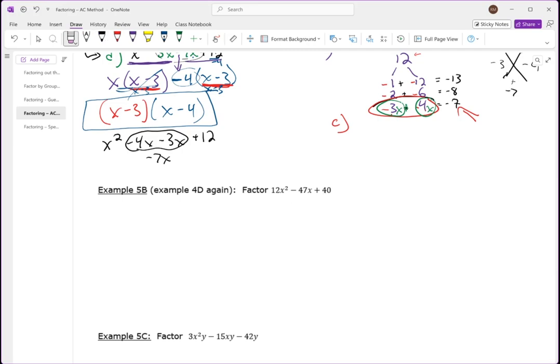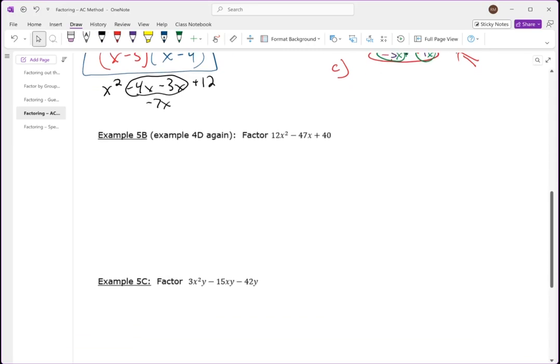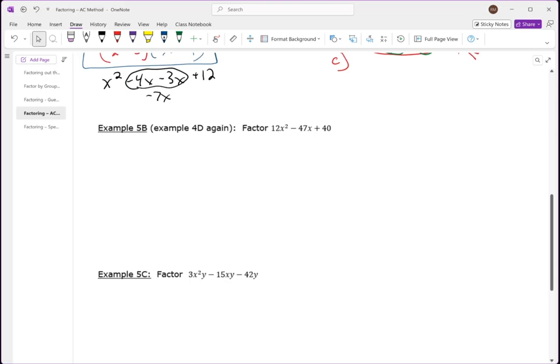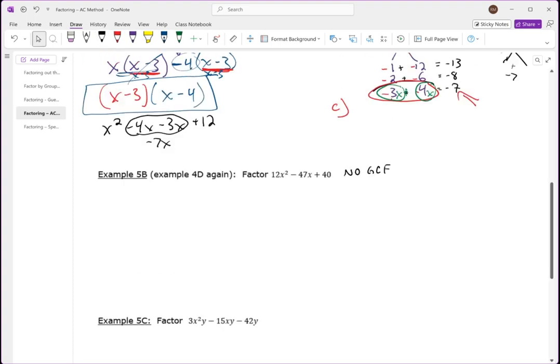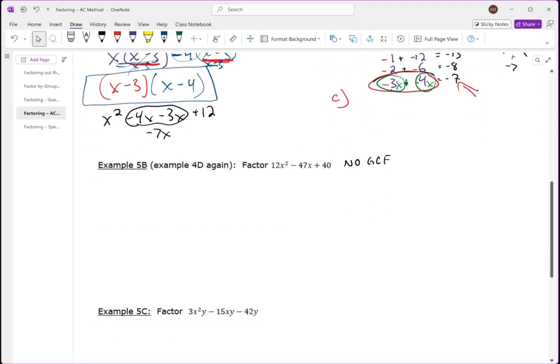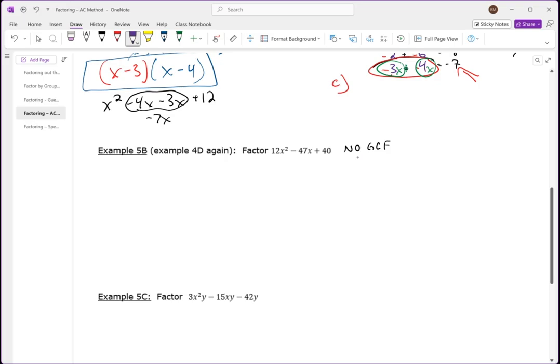So let's go ahead and practice that again. So if we look at this, remember my first step is to factor out the greatest common factor. There is no greatest common factor. So my next step is going to be to multiply A and C together. Let me see what I did that in purple. So A times C would be 12 times 40, or 480. Wow, that is a huge number.